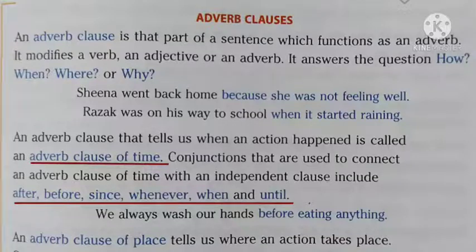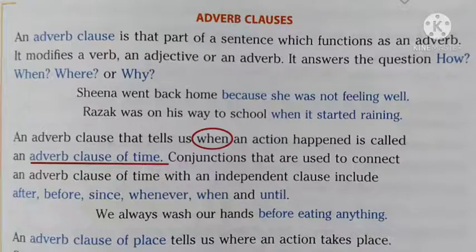For example, we always wash our hands before eating anything. So if we ask the question when, you will get the answer for the adverb clause of time. When do you wash your hands? We wash our hands before eating anything. Before is a connector. Before is a conjunction. Let's move to the next one.